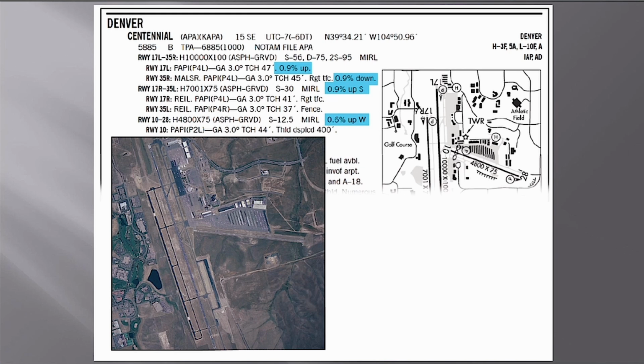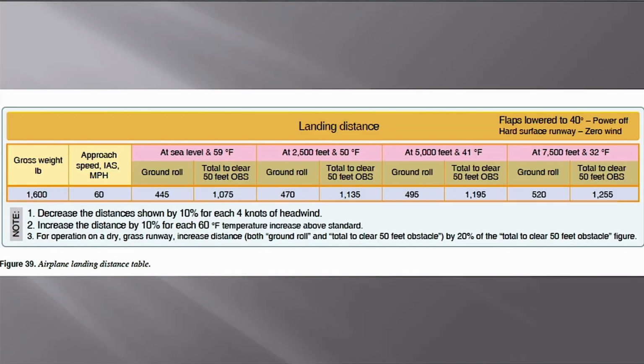If I want to find out information about the grade of the runway, where do I go? Yes, I love it. The ugly green book. That's it. 9 degrees up, 9 degrees down, whatever the case is. All right. Landing distance might be shown in some airplanes as very, very simple. Here's your gross weight, approach speed, ground speed, different temperatures. Okay? Flaps lowered to 40, power off, hard surface. Always look at the conditions. The conditions usually spell out that landing procedure.